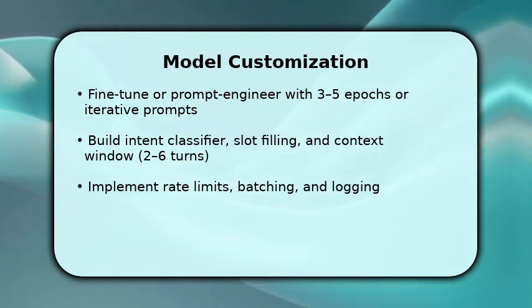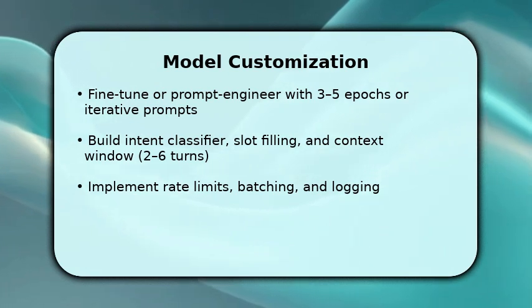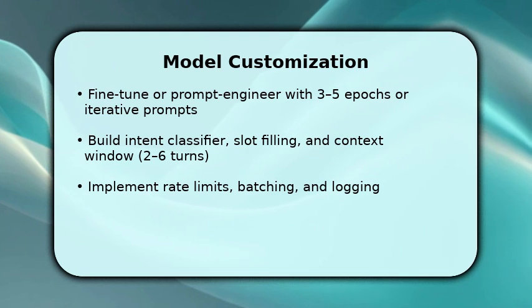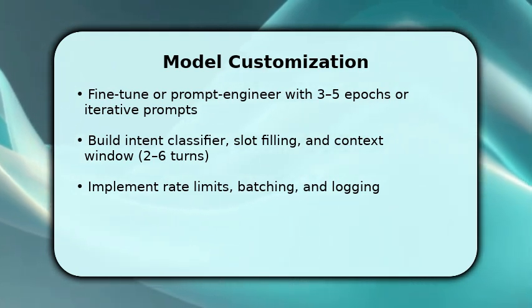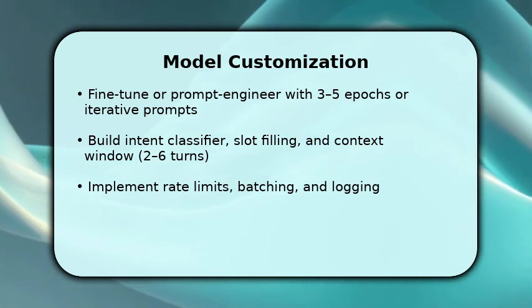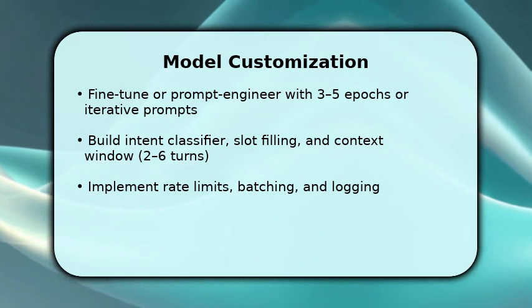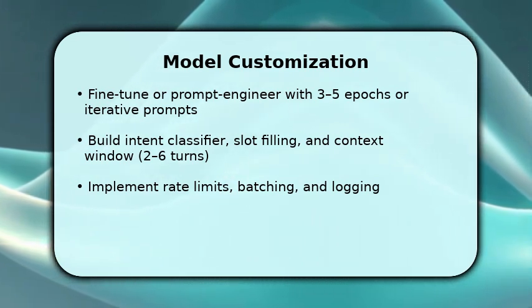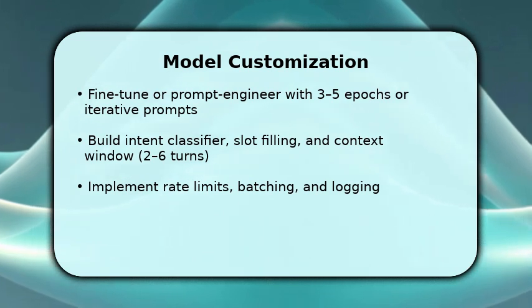You now customize, decide between fine-tuning and prompt engineering, fine-tuning for behavioral changes, prompt engineering for quick iteration. Once decided, prepare data format, JSONL, split train/validation, and run 3 to 5 epochs while monitoring loss. Make sure to add an intent classifier and simple slot filling for structured replies, and maintain a context window of 2 to 6 turns. Also implement batching, rate limits, and detailed logging so you can analyze failures and improve prompts or model weights over time.